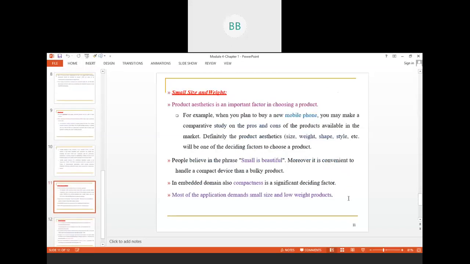The next important characteristic for designing an embedded system is that the system should be small, precise, and weightless. A very good example I can quote is the mobile phone. If your mobile phone is large, I cannot handle it. I cannot keep it in my hand. So I always prefer the mobile phone that is small in size, weightless, handy, and whose shape and style is very good and attractive. Because as a customer, I like the phrase small is beautiful and never go for bulky and large products. So this is a very important characteristic of an embedded system. It should be small in size and of less weight.